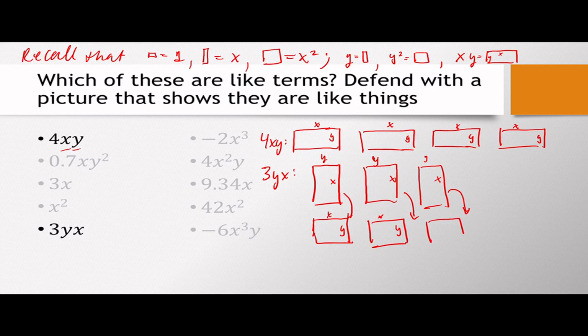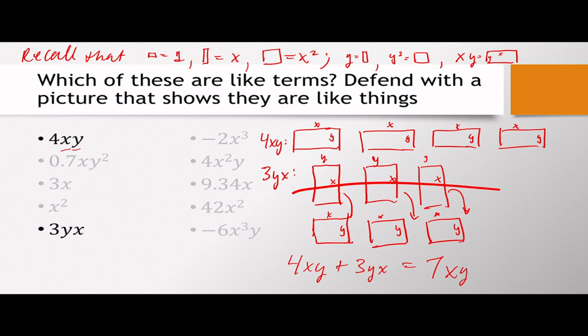Rotate them. Okay. So those are now rotated and they can combine together. So 4xy plus 3yx. How many xy rectangles do I have, or yx rectangles? We have 7 xy's.